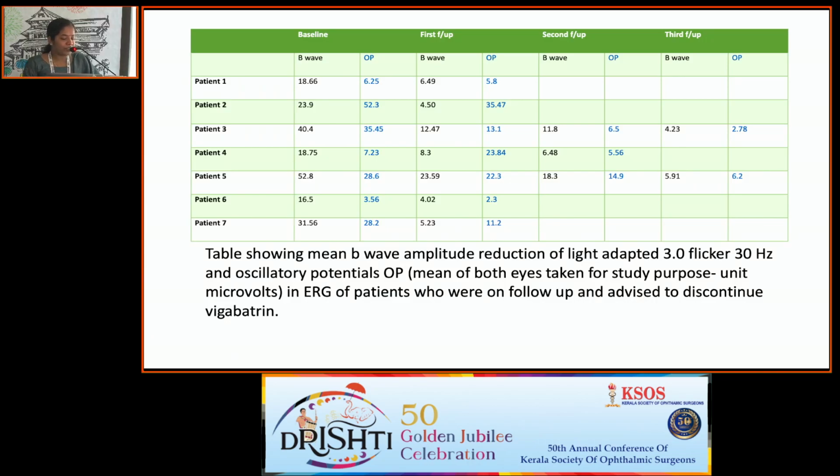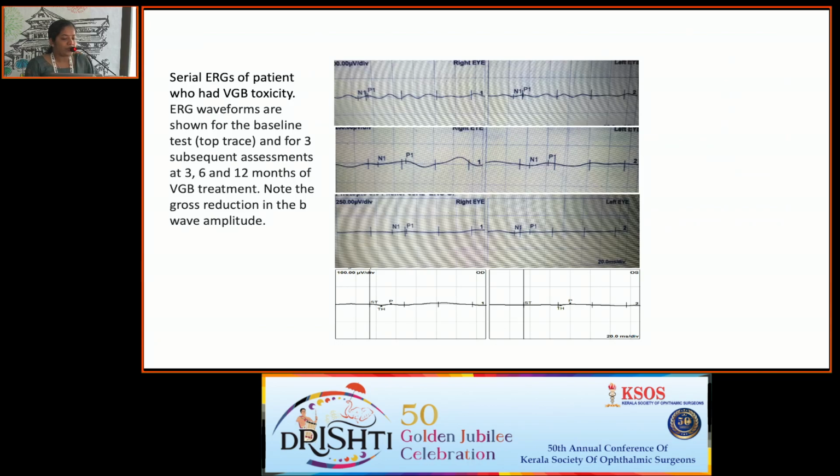So this is a table which shows the absolute values of B wave and oscillatory potentials in the 7 patients who developed vigabatrin toxicity. So this is a serial ERG of a single patient who had vigabatrin toxicity. ERG waveforms are shown from the baseline at the top trace and the follow-up 3, 6 and 12 months of visit, which shows a gross reduction in the B wave amplitude.